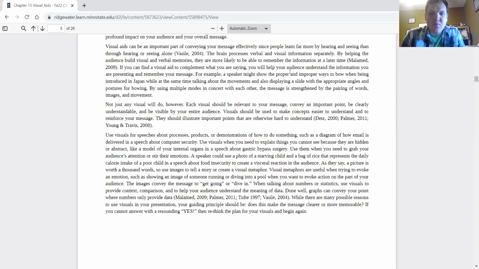If a speaker might show proper and improper ways to bow when being introduced in Japan, you may be doing some of those movements. You may be doing those gestures and using yourself as a visual aid in how to bow and how to properly bow in Japanese culture, right? You may have your audience get up and do some bows, right? You may involve your audience and get them moving. So certainly that's one example of how you can involve your audience.